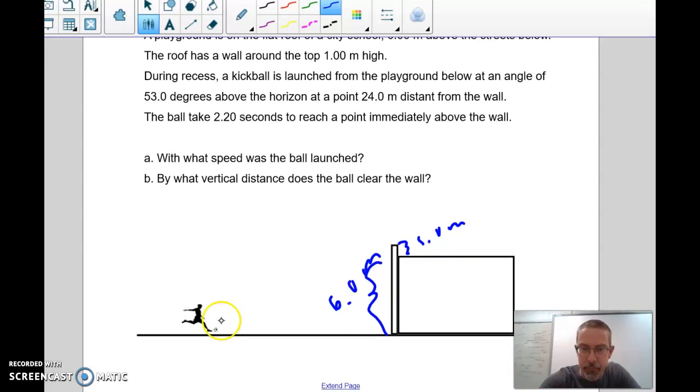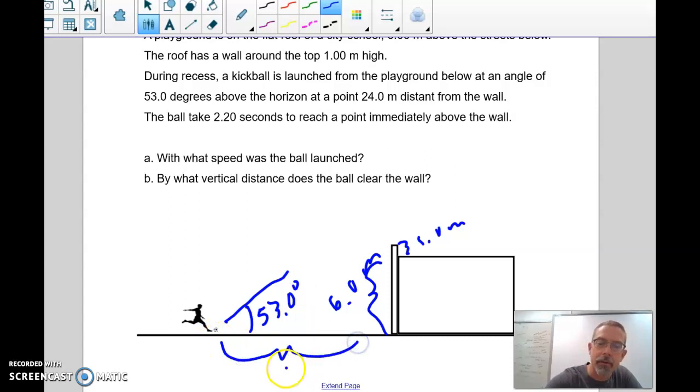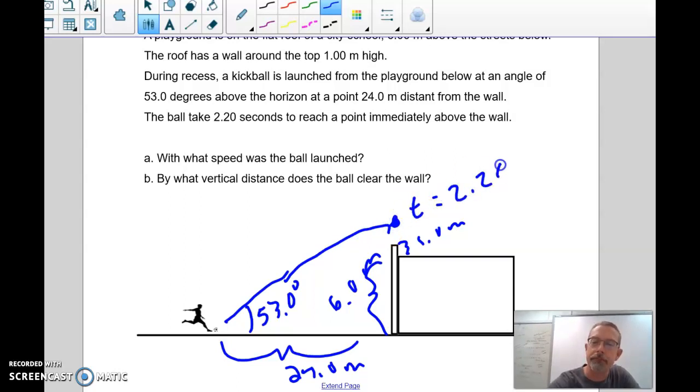During recess, a kickball is launched up at an angle of 53 degrees above the horizon, and at a delta x here of 24 meters away. And when the ball clears this wall right here at this juncture, the time is 2.20 seconds.